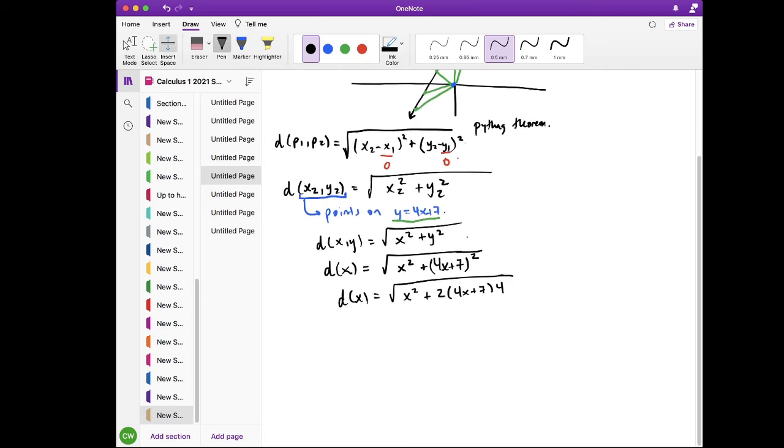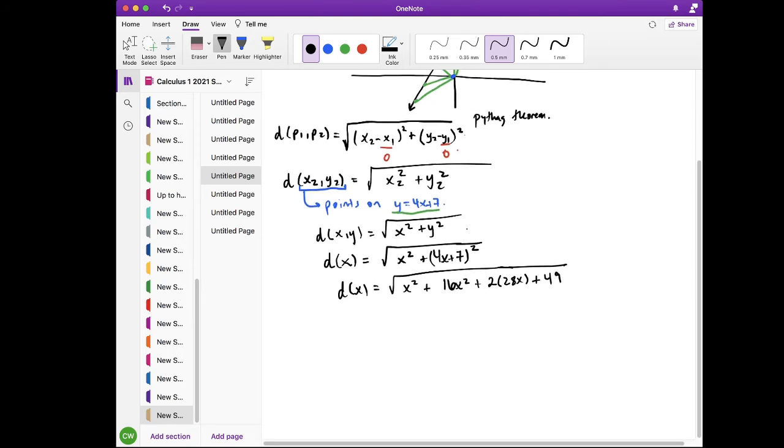Oh, whoa, I did a derivative. That's not squaring. Sorry, 16x squared plus 2 times 28x plus 49. So that is 17x squared plus 56x plus 49. Everyone agree with that?